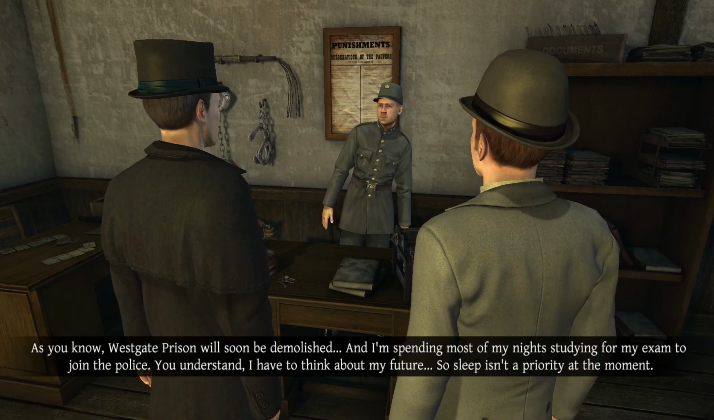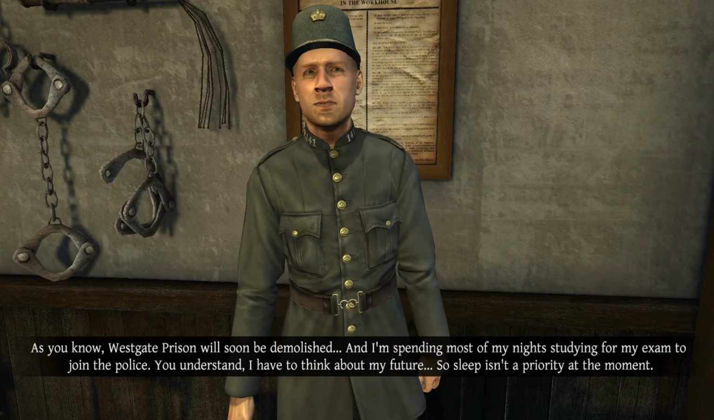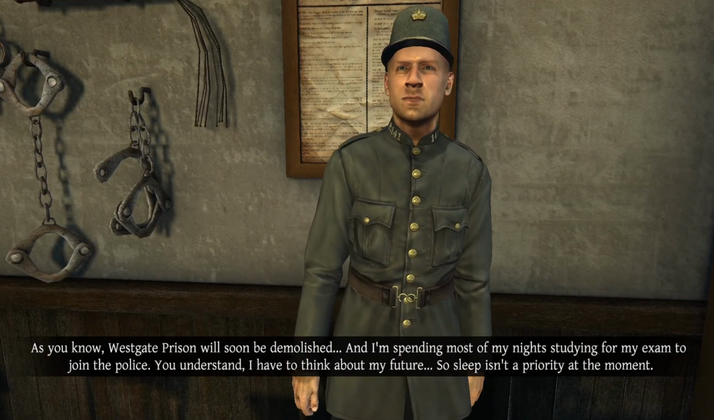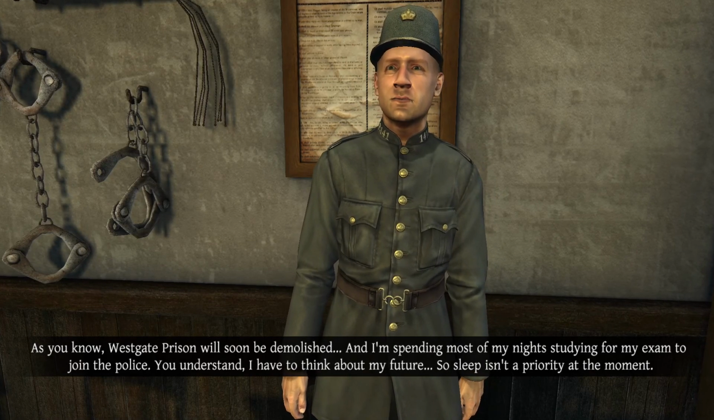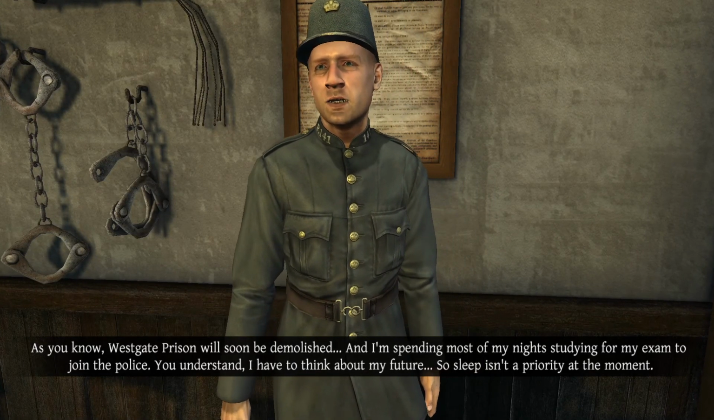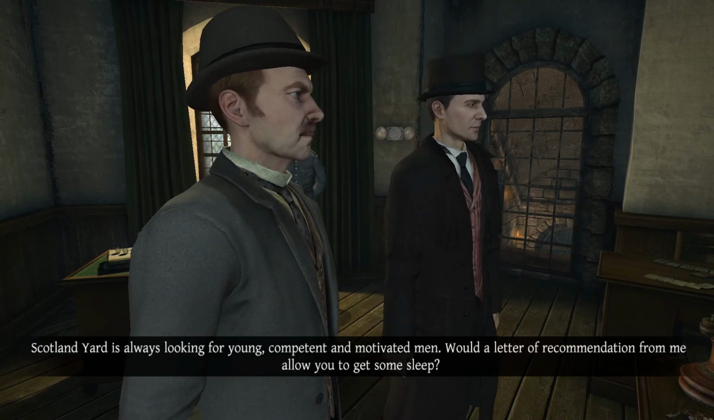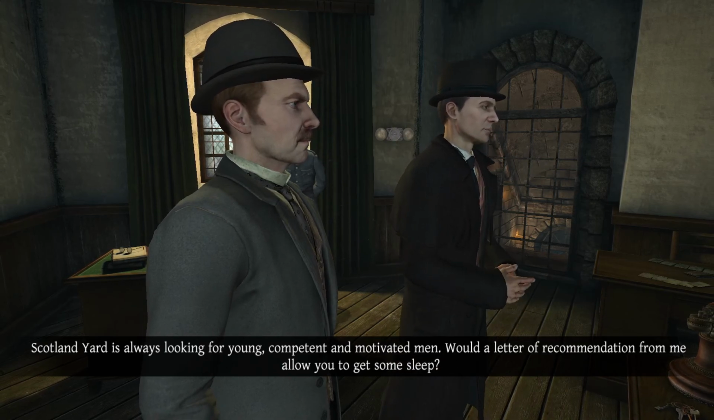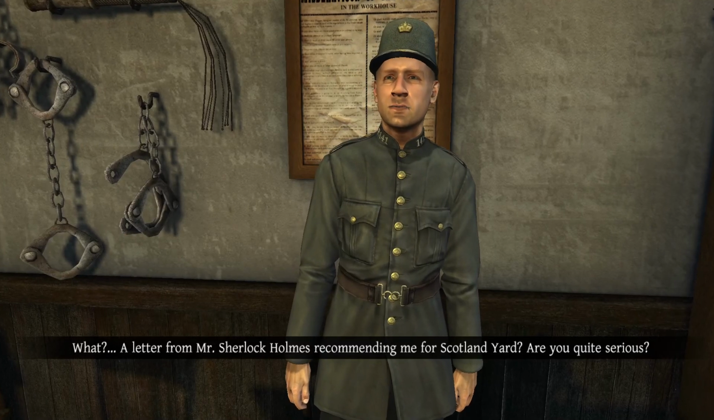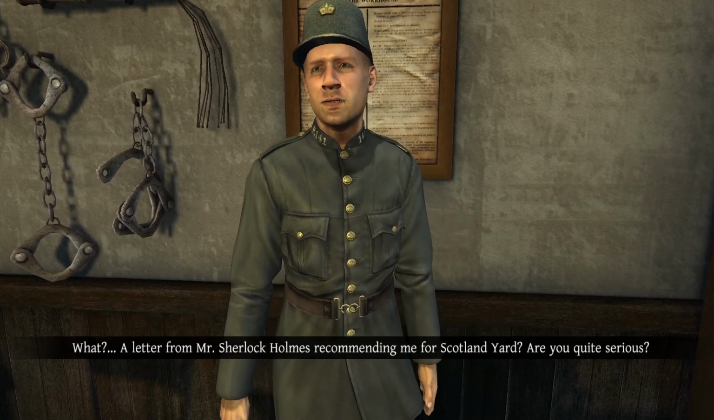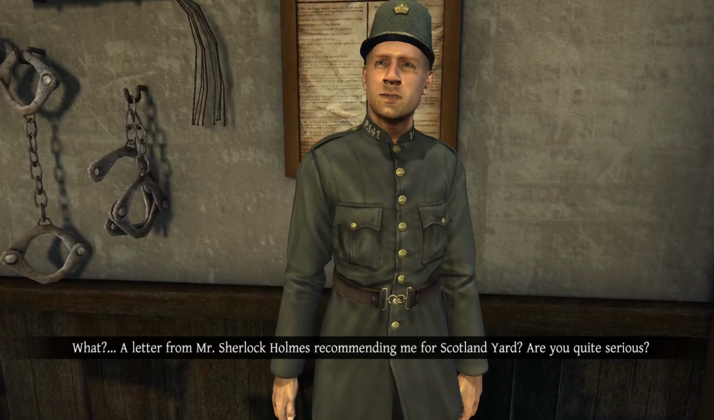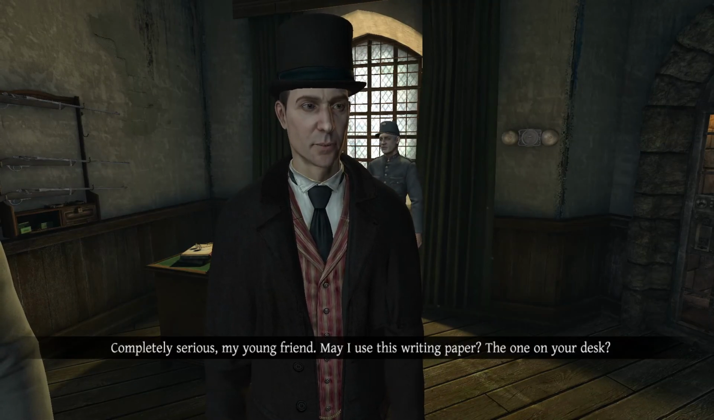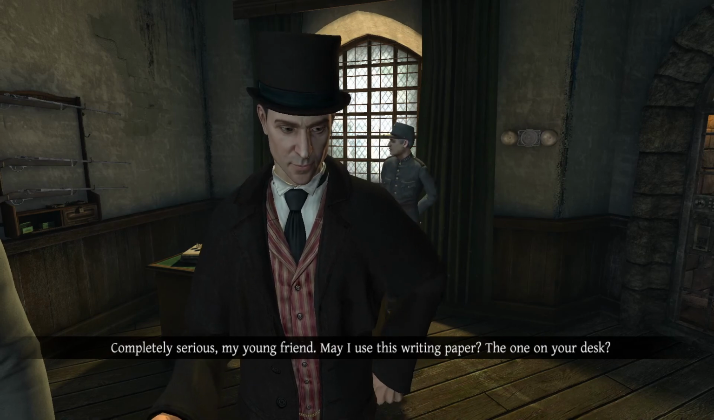As you know, Westgate Prison will soon be demolished, and I'm spending most of my nights studying for my exam to join the police. You understand, I have to think about my future, so sleep isn't a priority at the moment. Scotland Yard is always looking for young, competent and motivated men. Would a letter of recommendation from me allow you to get some sleep? What? A letter from Mr. Sherlock Holmes recommending me for Scotland Yard? Are you quite serious? Completely serious, my young friend. May I use this writing paper? The one on your desk.